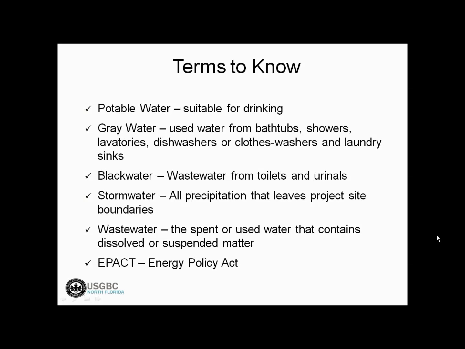EPACT, so that's a test thing too. EPACT 2005 for regulating plumbing fixtures.